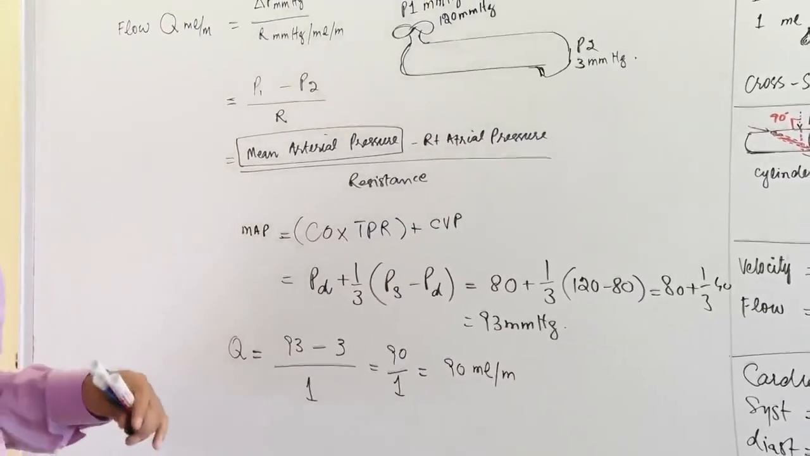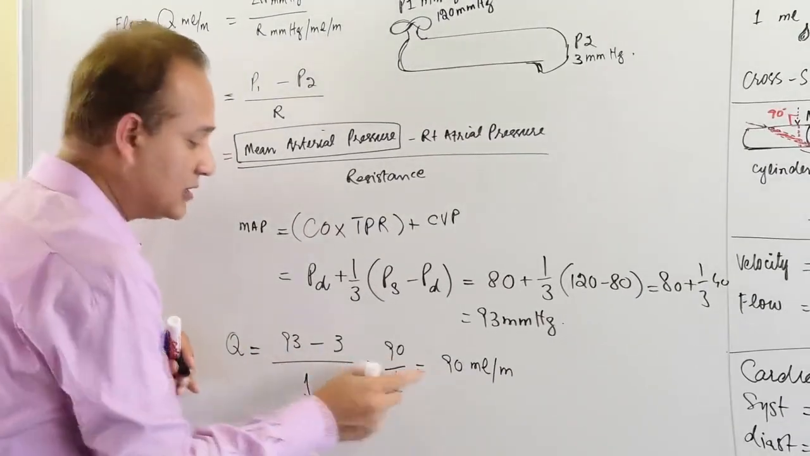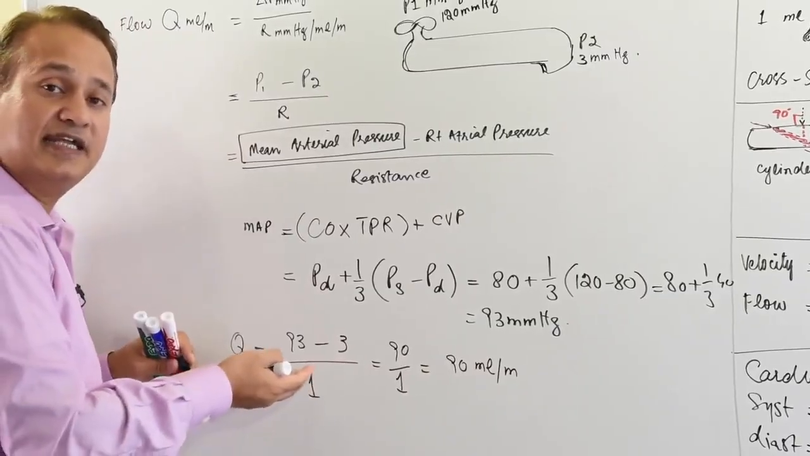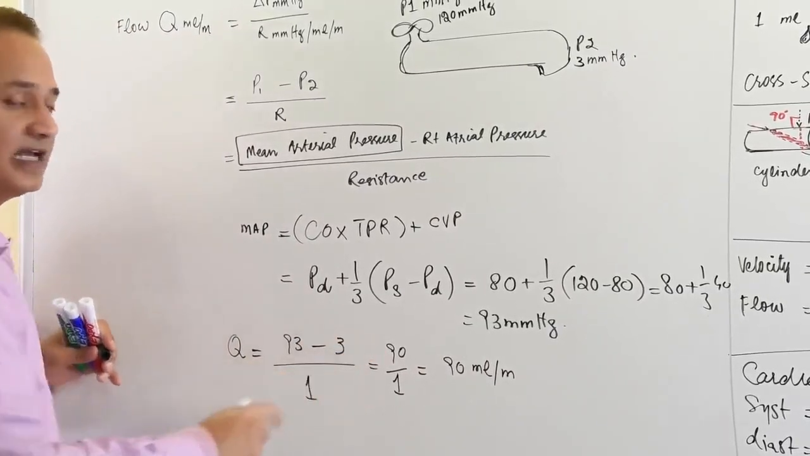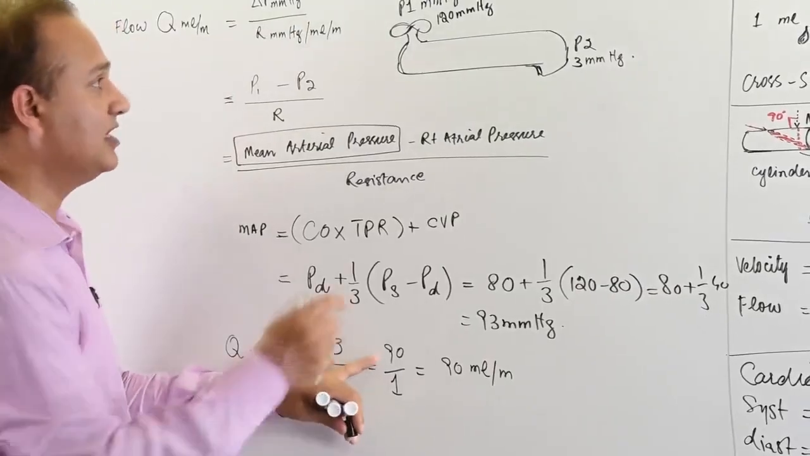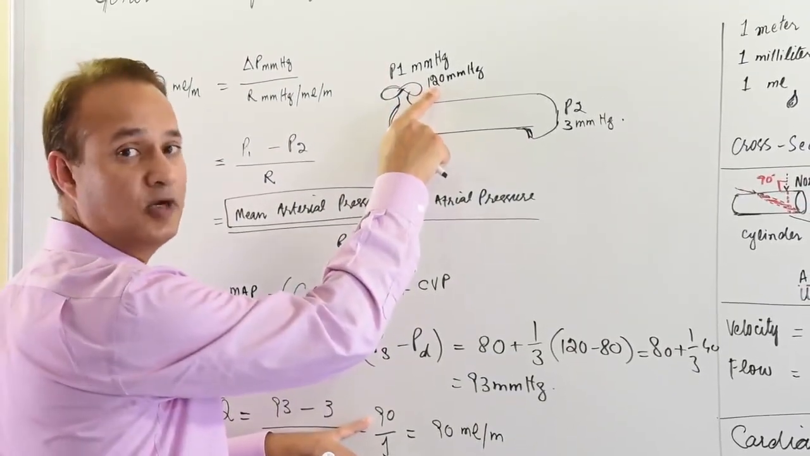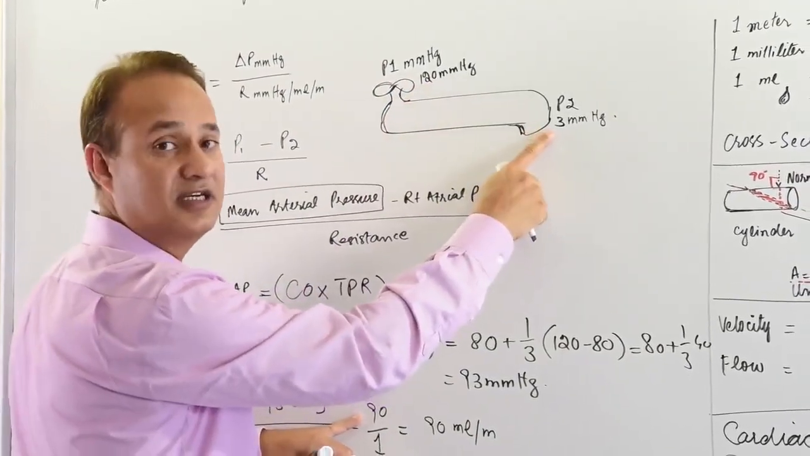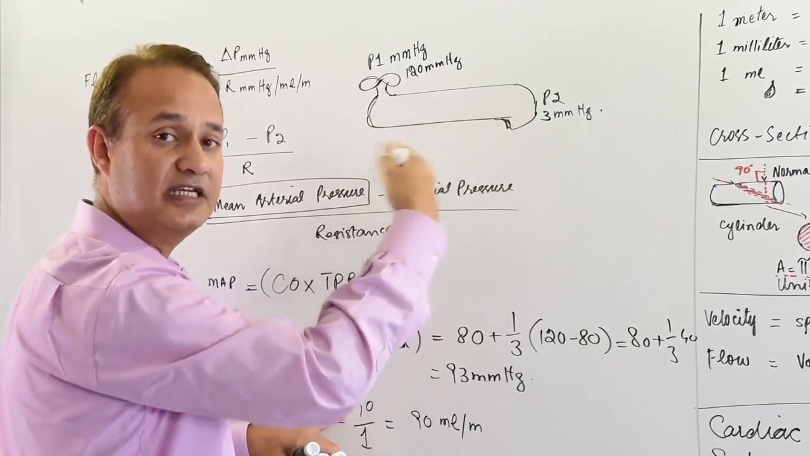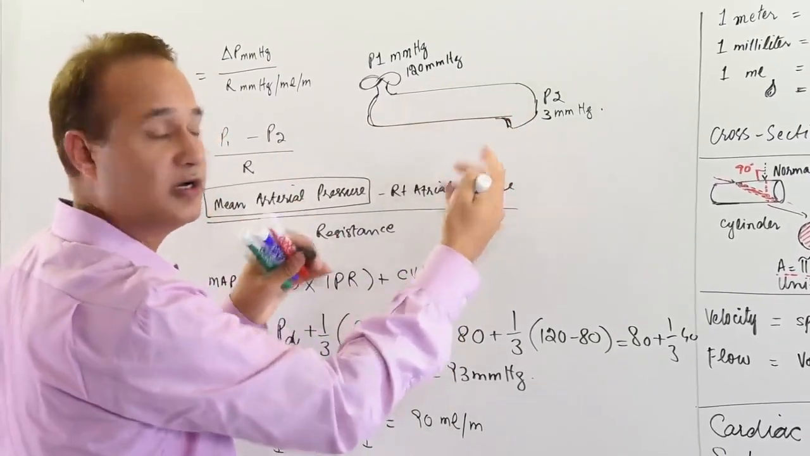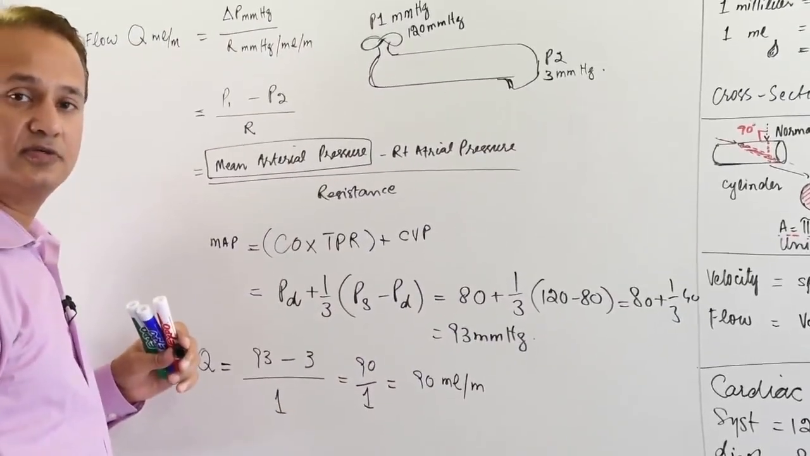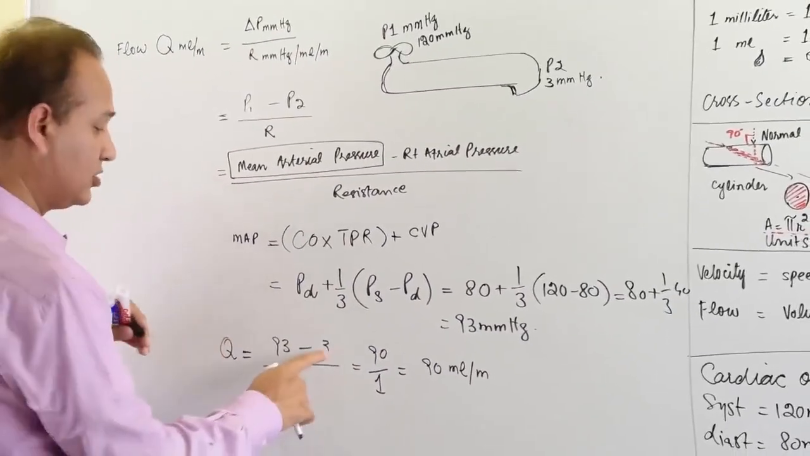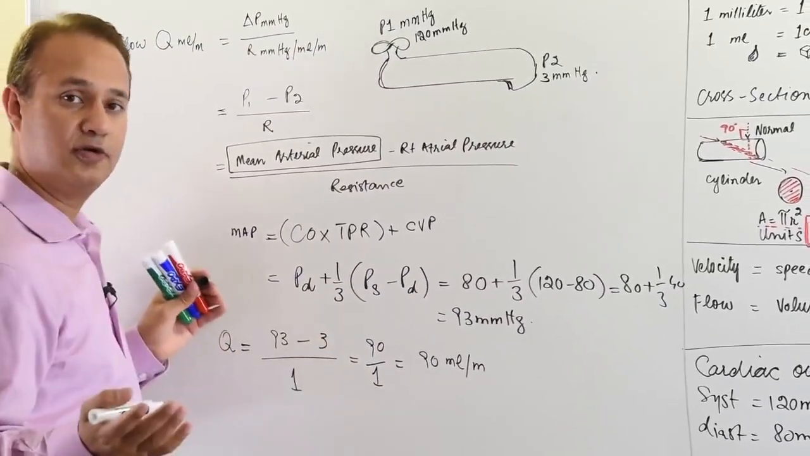But the important thing here is what will happen if the pressure gradient changes. So let's reduce the pressure gradient. Instead of 90, if it becomes 80, what does that mean? Either this 120 became 110 or this 3 became 13. The gradient, the difference, is becoming smaller. Imagine if the total difference becomes just 0. There will be no flow. 0 divided by 1, no flow.